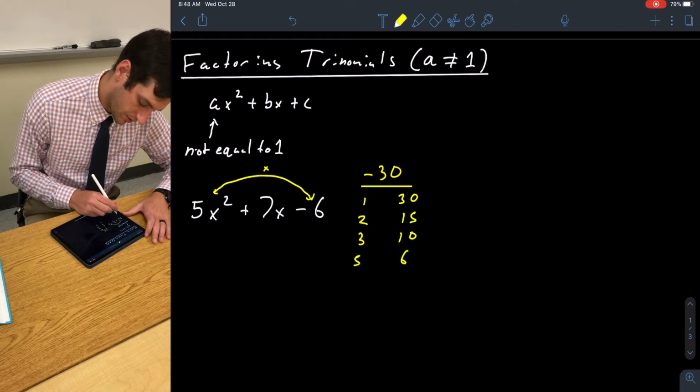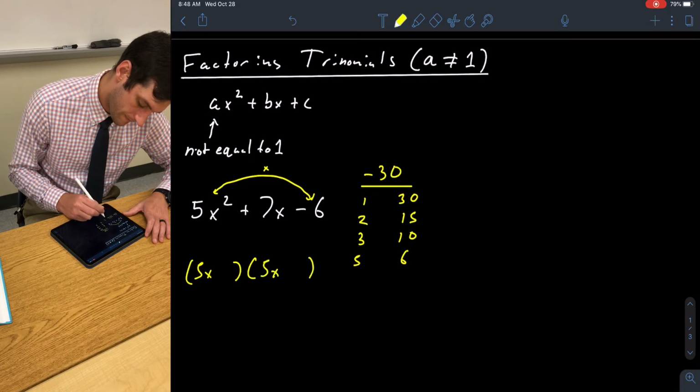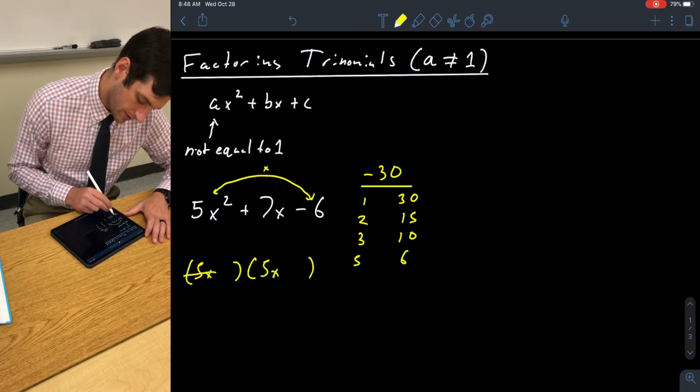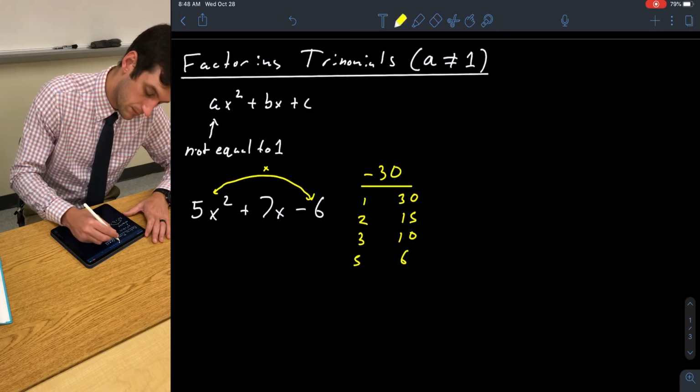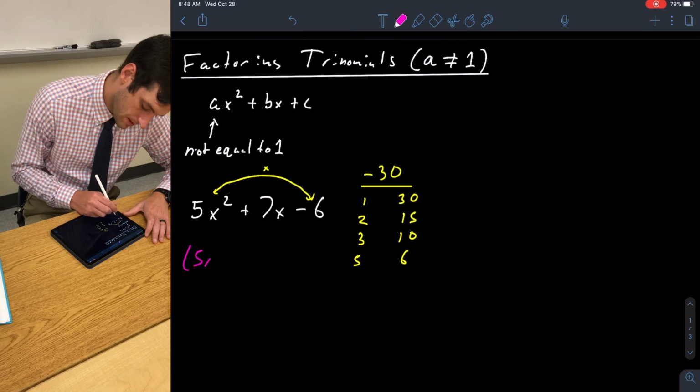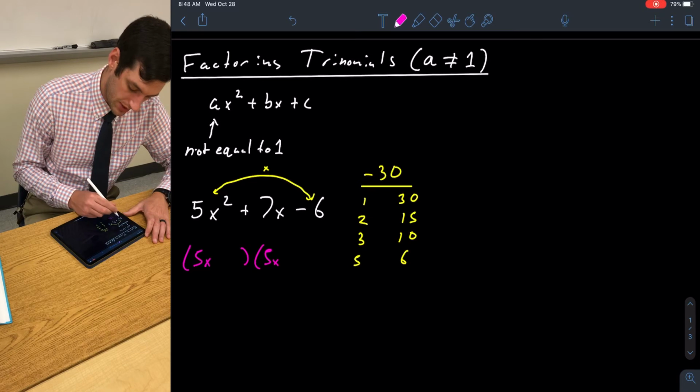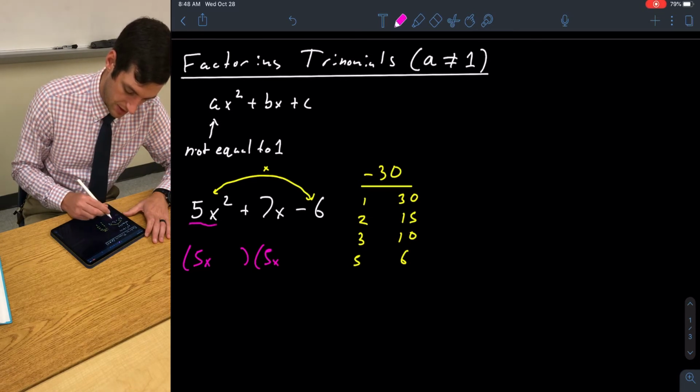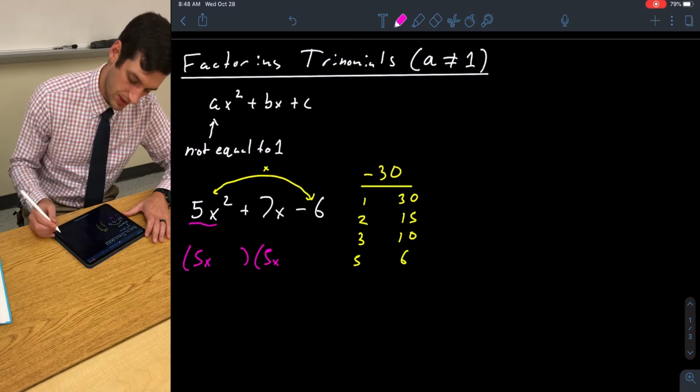Okay, so the next thing we're going to do is over here, we're going to write 5x. Let me write those in a different color. Do pink. 5x. So the reason I wrote 5x is because of this number there. So that's the reason why I wrote those down.